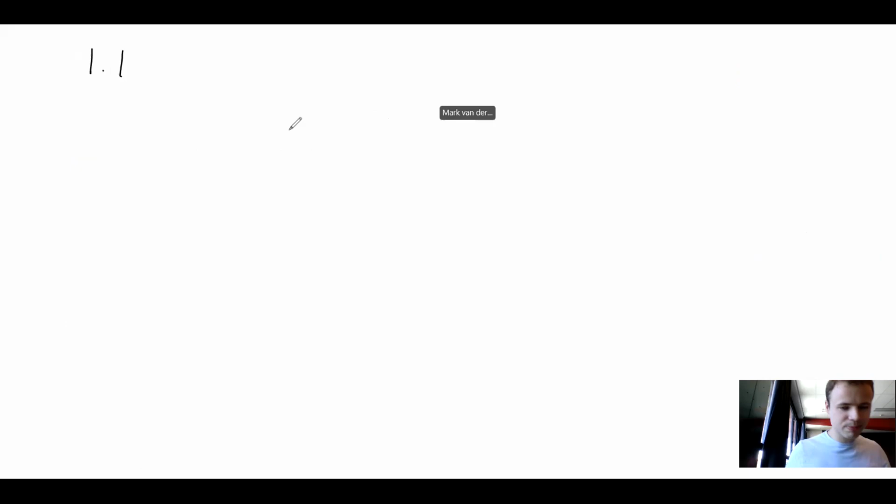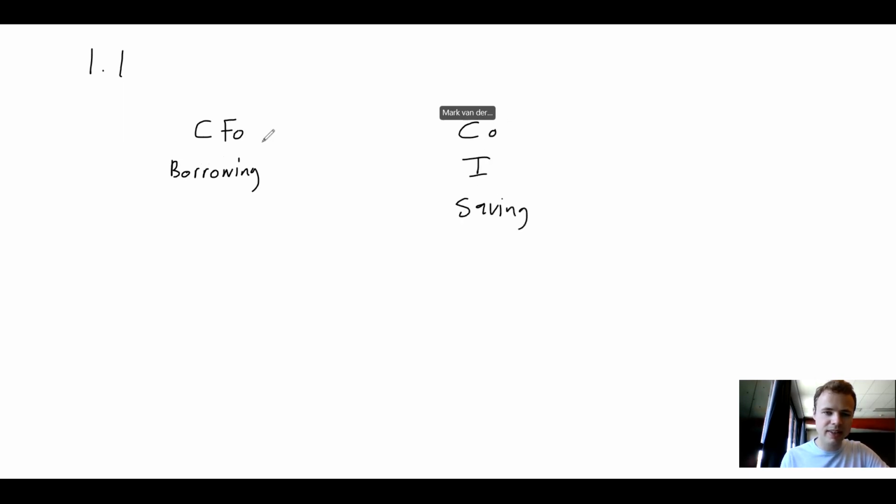So you start always by writing down the model. So you have your CF0, you have your borrowing, you have your C0, your investment, and your saving. That is what you have at T0. And then at T1, you have the same. You have CF1. You have the OF.